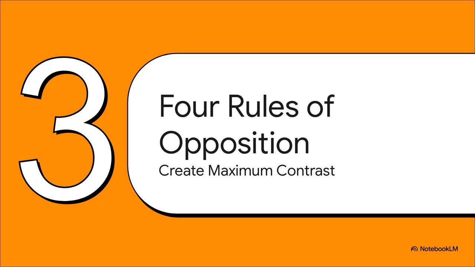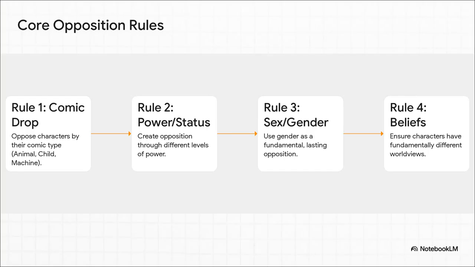All right, so we've got our characters in the box. Now let's talk about the 4 fundamental rules for actually creating that opposition, for building up the tension between these characters. Think of these 4 rules as your personal toolkit. They're 4 completely different ways to make sure your characters stay fundamentally different and in conflict, not just for one scene, but for the entire story.